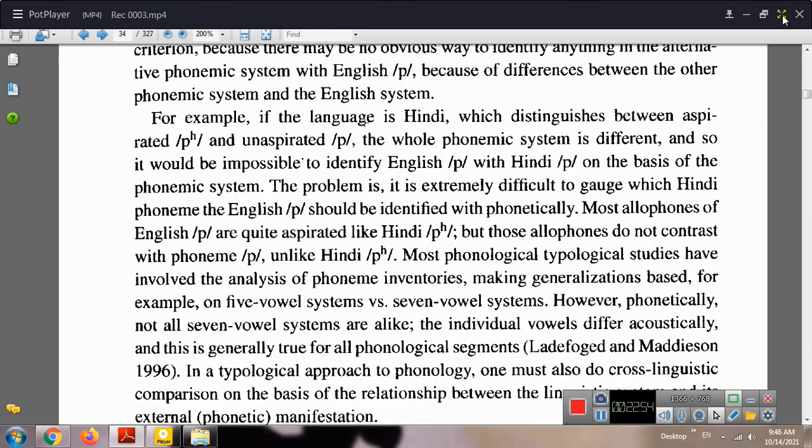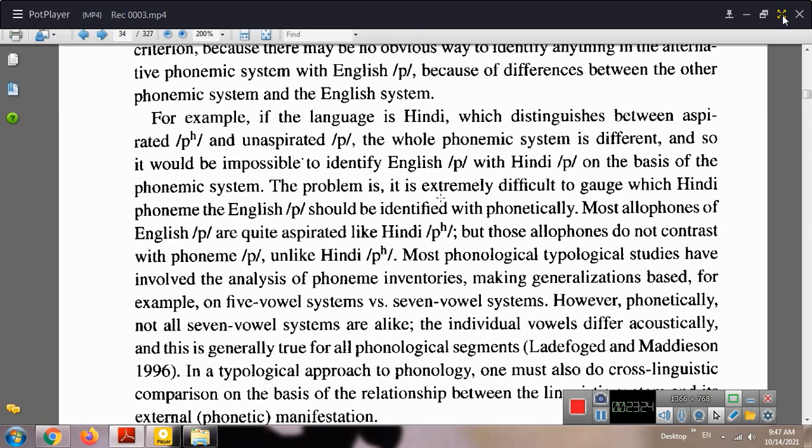For example, if the language is Hindi, which distinguishes between aspirated P and unaspirated P, the whole phonemic system is different, and so it would be impossible to identify English P with Hindi P on the basis of the phonemic system, because one is aspirated and another one is not. And aspiration is phonemic in Hindi and is allophonic in English.